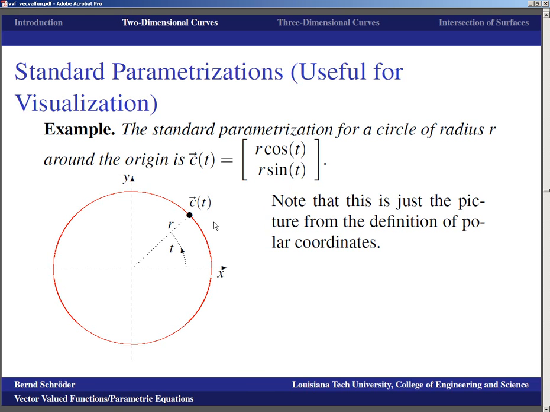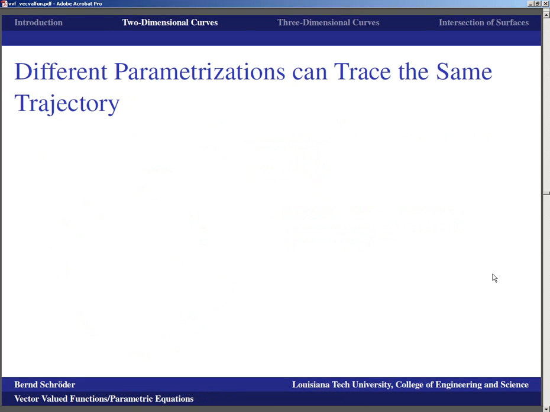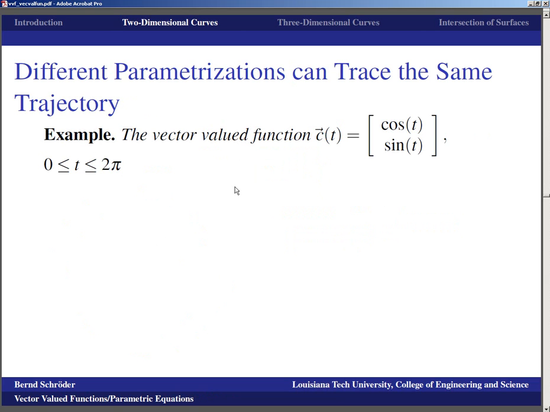Again, you want to train your own visualization skills here. As t goes from 0 to 2 pi, this point is going around the circle at uniform angular speed. Okay, so the thing that I've already mentioned is now something that we can express with the circle, and that is different parametrizations can trace the same trajectory. So for example, the vector-valued function c of t being cosine t, sine t, where t goes from 0 to 2 pi, traces a circle of radius 1 around the origin.